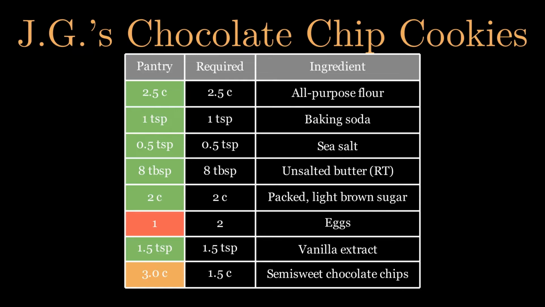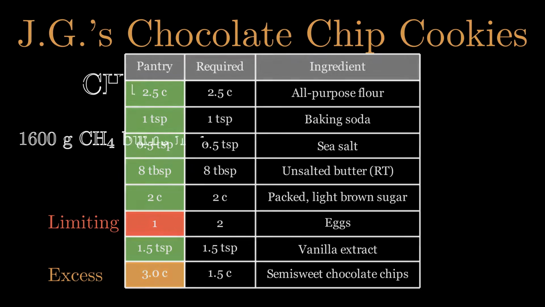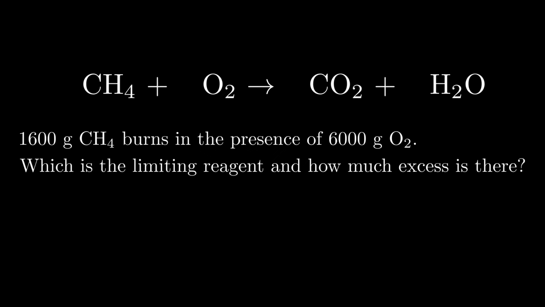How could those amounts be described? There are fewer eggs available than the recipe calls for and more chocolate chips than needed. Having more of any ingredient than required means it is in excess, and having less of any ingredient means it is limiting. I'm sure in the context of cooking and baking, you can identify limiting and excess ingredients quite easily. It's the same idea when it's about a chemical reaction.